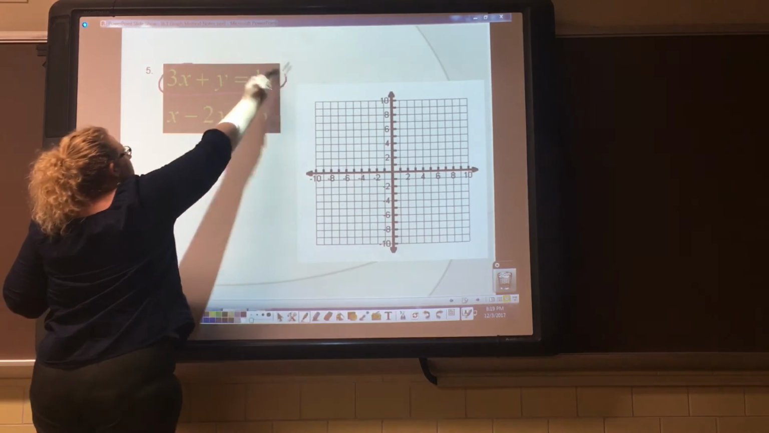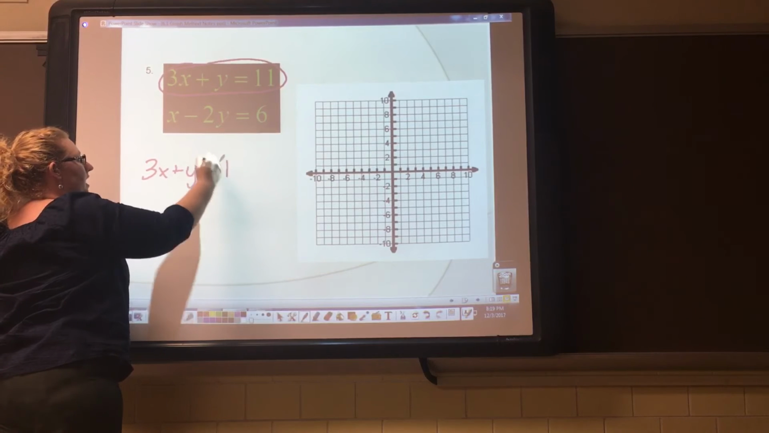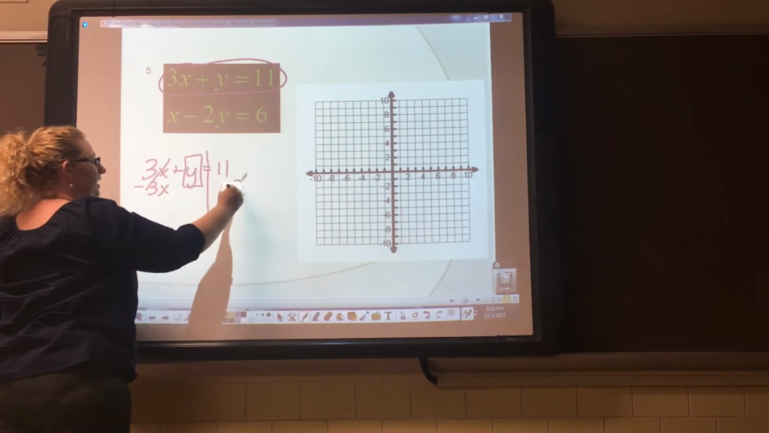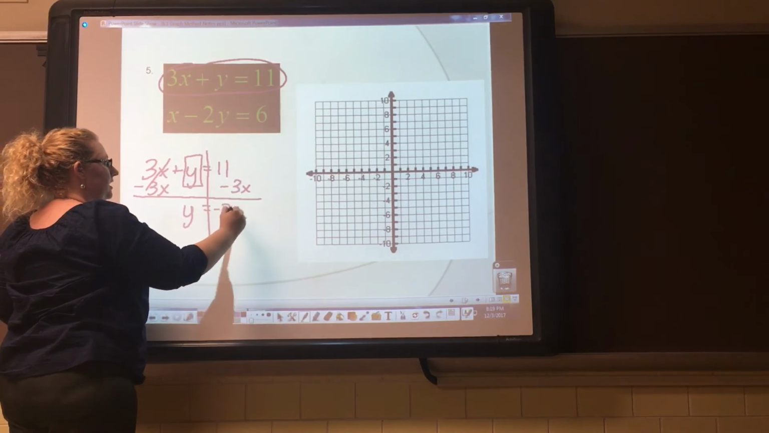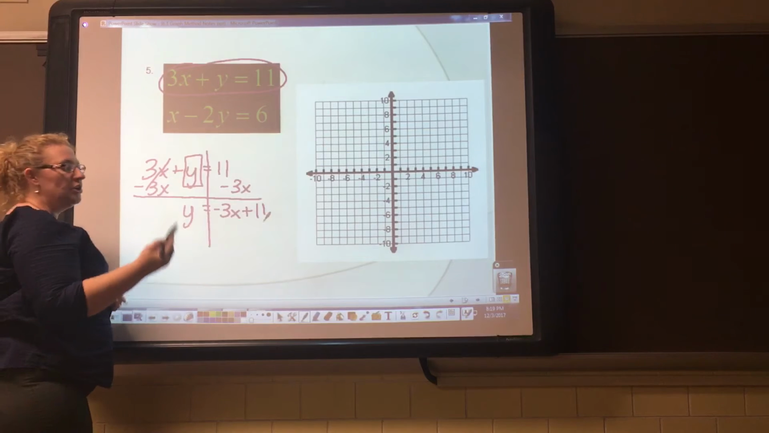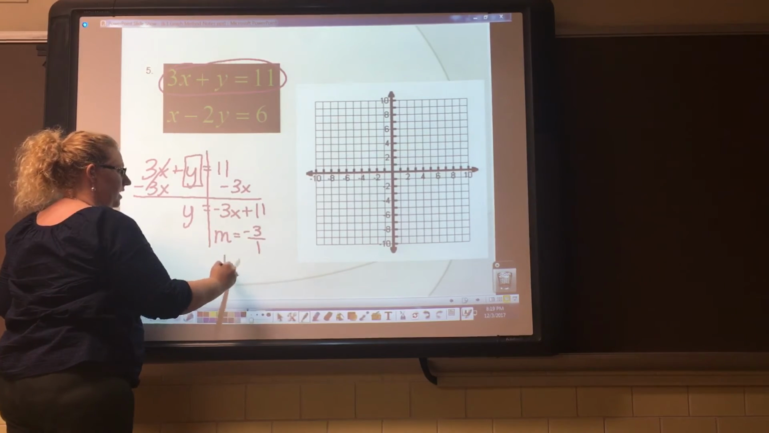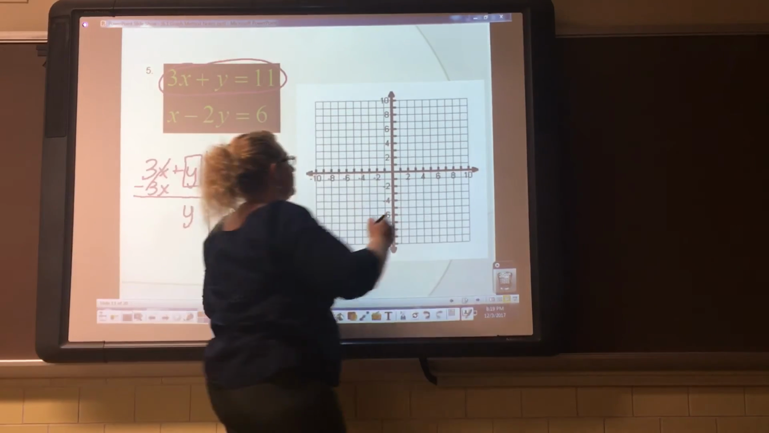So I'm going to take this, 3x plus y equals 11. I'm going to get y isolated by subtracting 3x from both sides, and that's going to give me y equals negative 3x plus 11. So by doing that, now I know my slope is negative 3 over 1, and my y-intercept is 11.